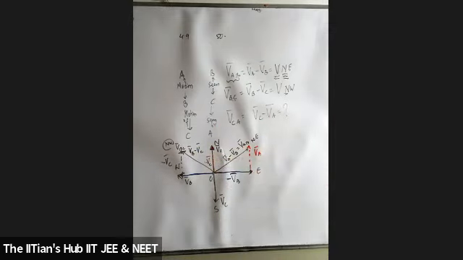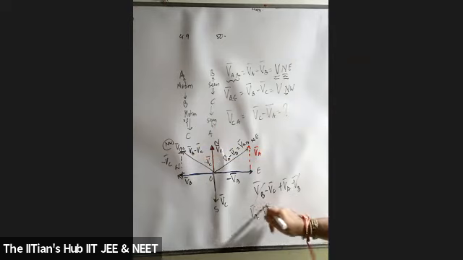If I add these two, then it is VB minus VC plus VA minus VB. Can I say VB will get cancelled? We get VA minus VC, velocity of A with respect to C. Is that clear?